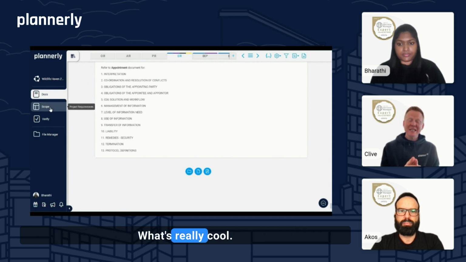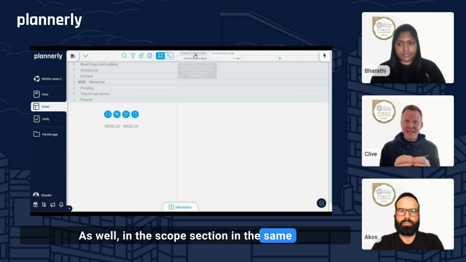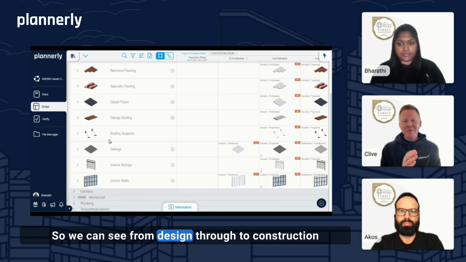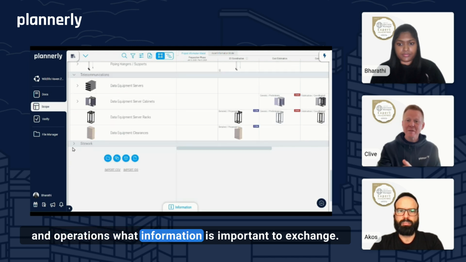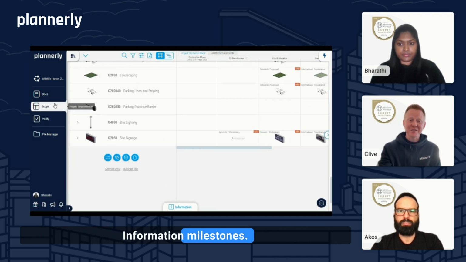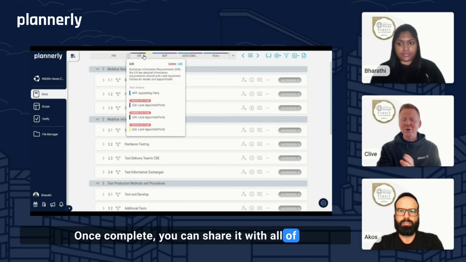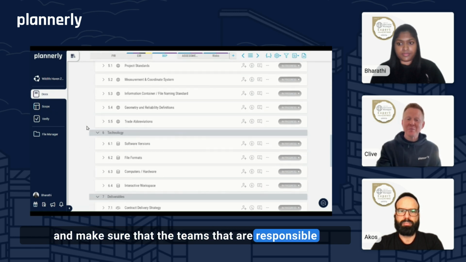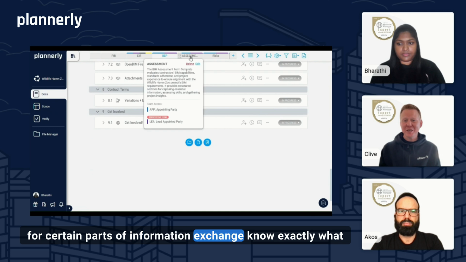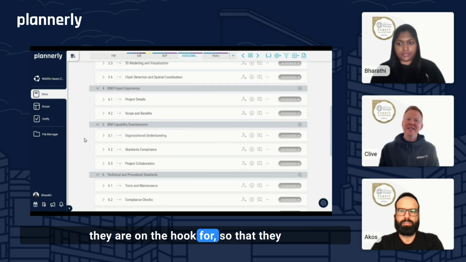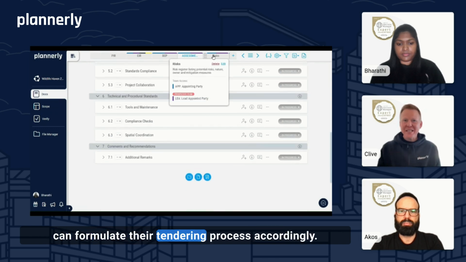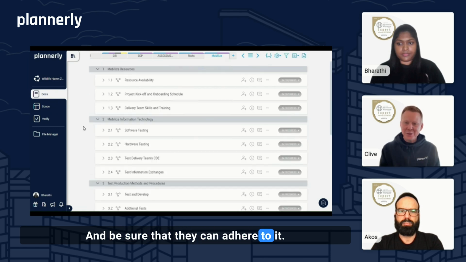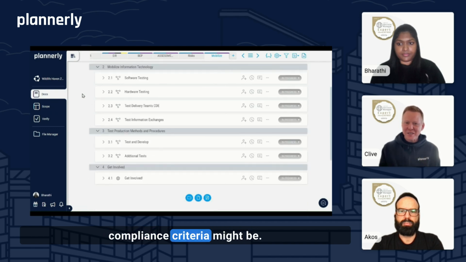What's really cool as well, in the scope section, in the same database, is this set of requirements broken down by phase. So we can see from design through to construction and operations what information is important to exchange at information milestones. Once complete, you can share it with all of your team members, have access to the right parts, and make sure that the teams that are responsible for certain parts of information exchange know exactly what they're on the hook for, so that they can formulate their tendering process accordingly and be sure that they can adhere to it. They know exactly what the compliance criteria might be.